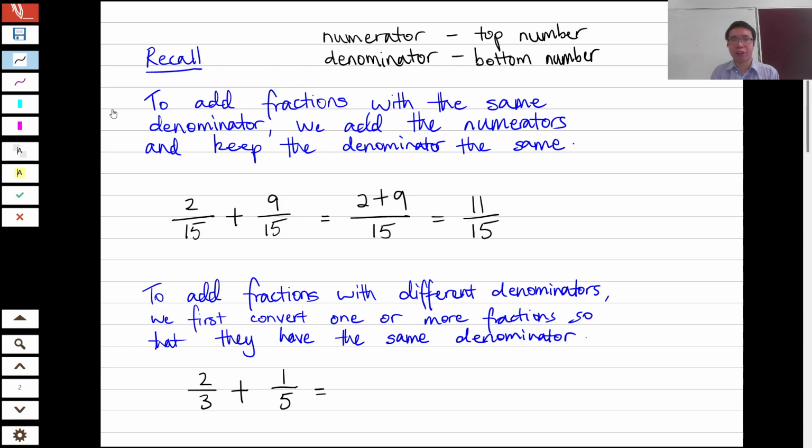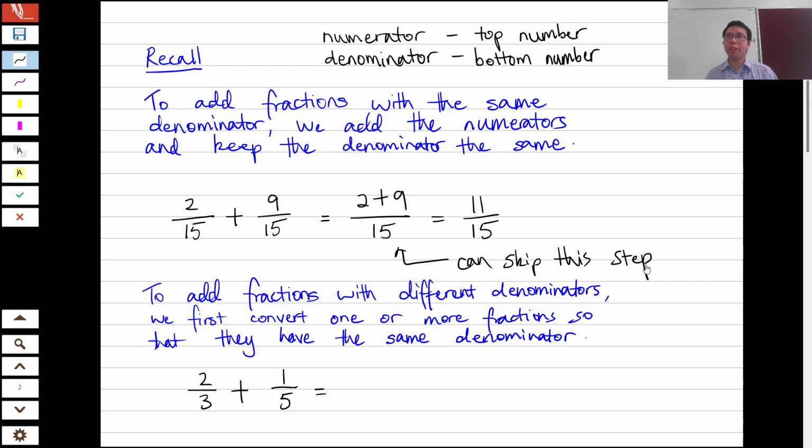So if I have two fractions with the same denominator, so here the denominator is 15, it's easy to add the two fractions. All I need to do is add the numerators 2 and 9 together to give me 11 on 15. And this step here is often so simple that we usually just skip it. So it's okay for you to skip this step. Okay?